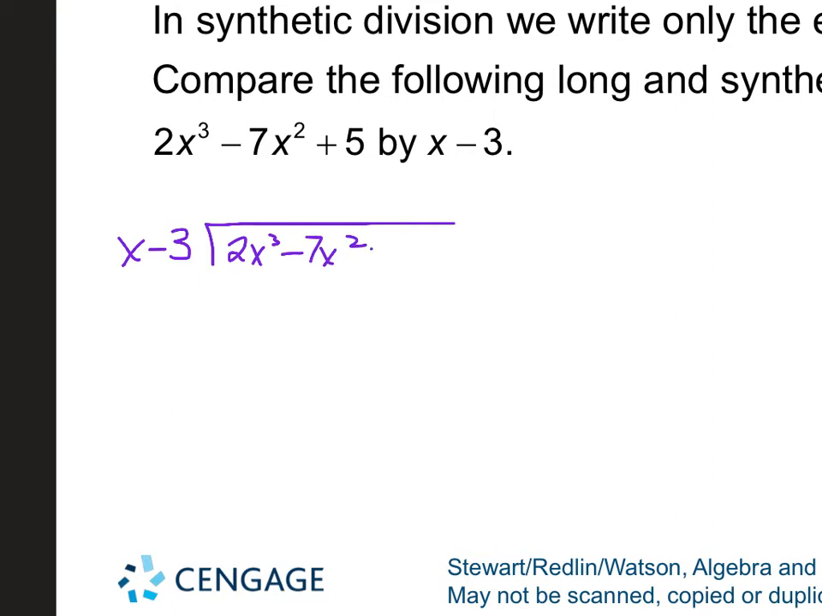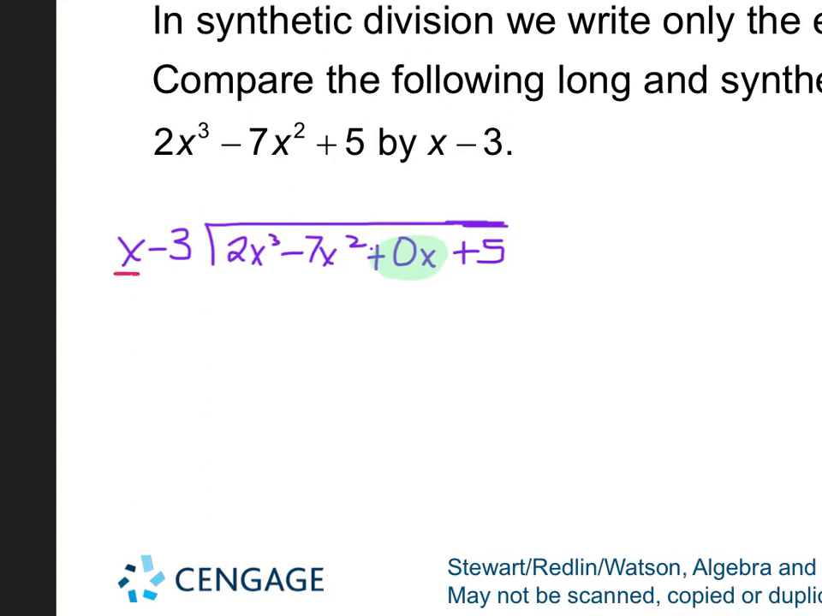Is there an x? No, so you have to put a placeholder. I'm going to put plus 0x. You can put minus if you want, but you have to have a placeholder. And then at the end I have plus 5. If you forget this little placeholder here, the whole problem's going to be wrong. Whatever you start with, degree-wise, exponent, there has to be a place for every single one behind it. If there's not, then you just have to write it in.